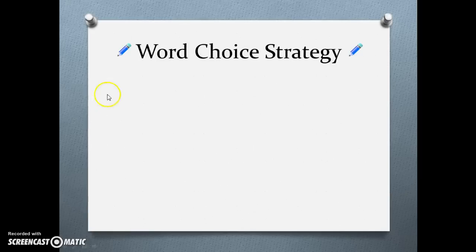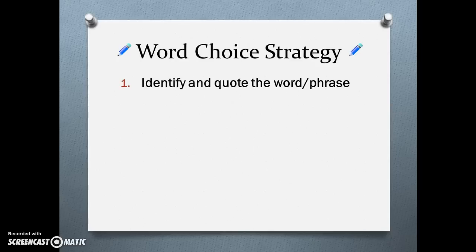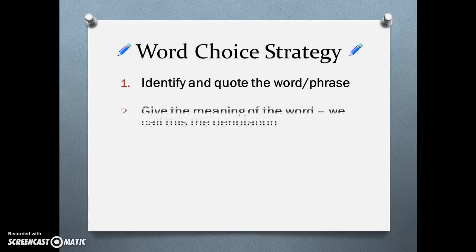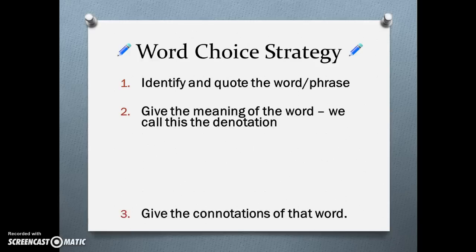Moving on to our strategy, notice that the blue pencil icon is at the top of this slide, and that does mean that you're going to have to copy this into your notes jotter. So the first part of your word choice strategy is identifying and quoting an example of the writer's words. Okay, now that may be a word, it could be a phrase. After you've identified it and quoted, now you have to give the meaning of that word. In English we call that the denotation, and it is basically the dictionary definition.